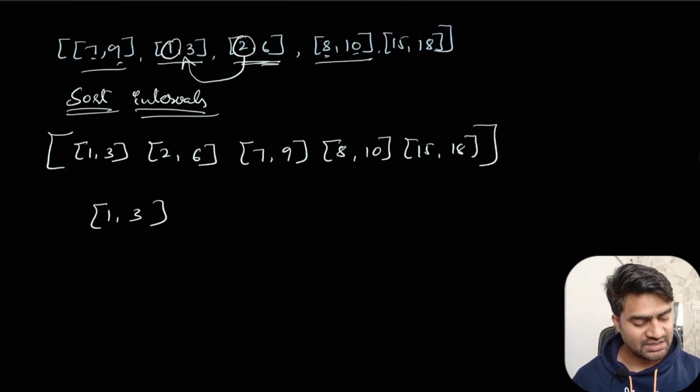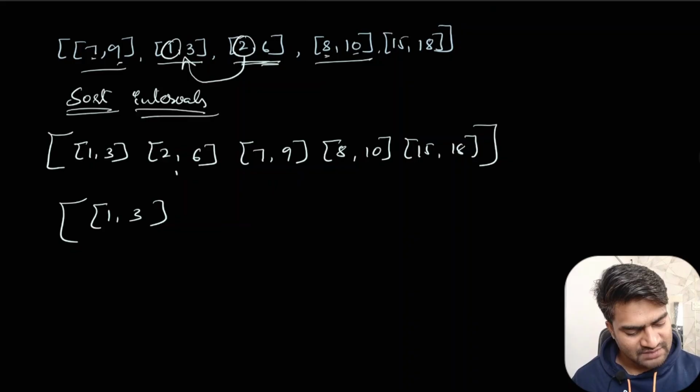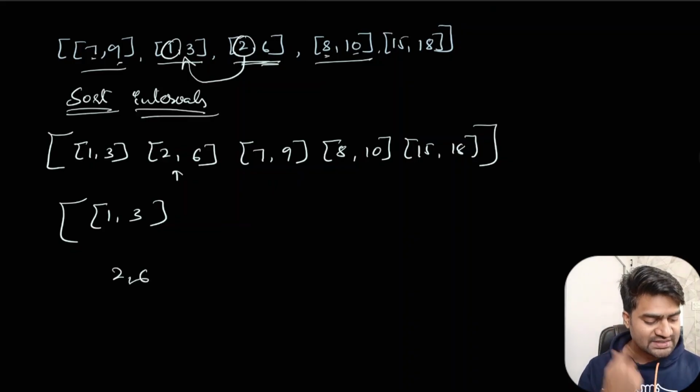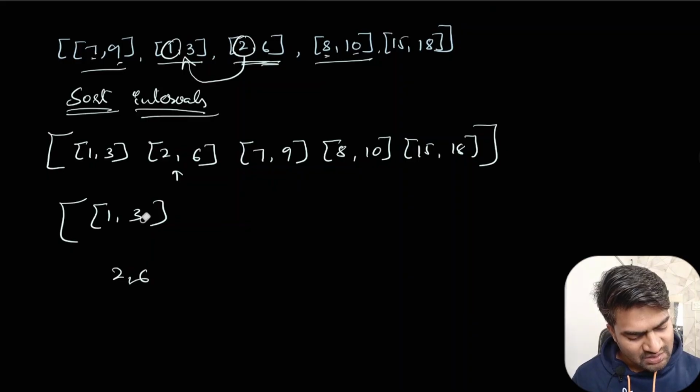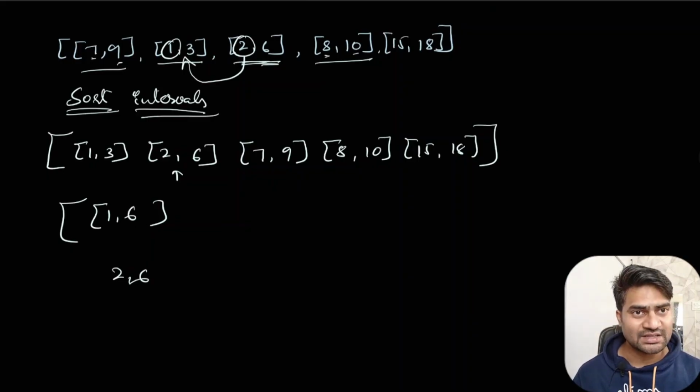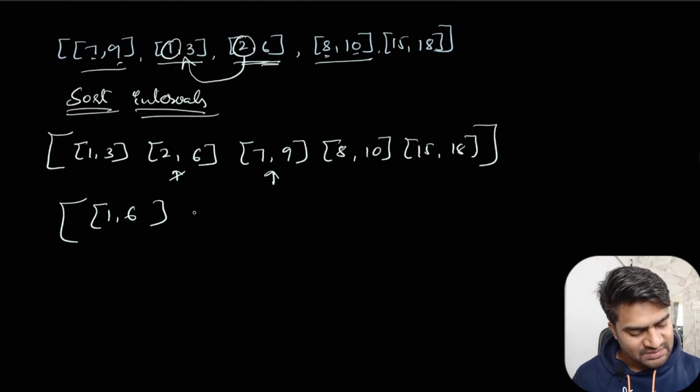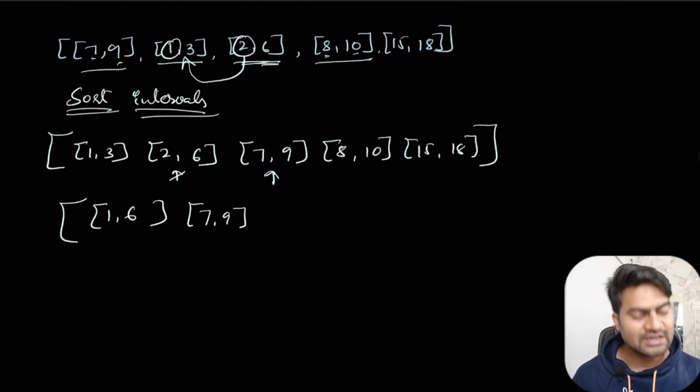Now, first I will take my 1 comma 3 and simply push it to my merged array. Assume this is the initial state. Now I will start processing from 2 6. Can we merge 2 6 with 1 3? Yes, so I will simply merge that. If I merge, it becomes 1 comma 6. Now I will move to the next element, 7 9. Does this overlap with 1 6? No, so I will simply push my 7 9 to the merged array.